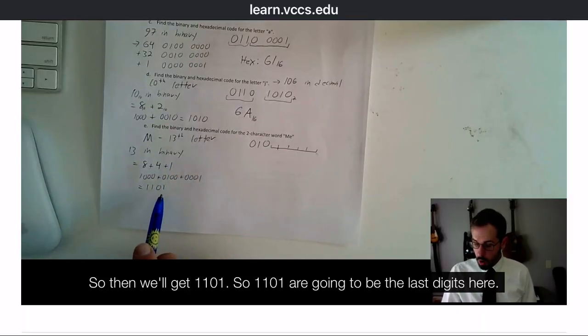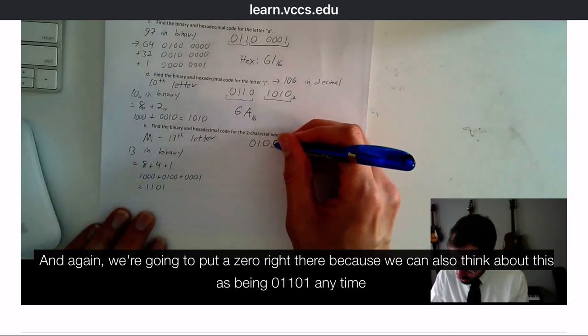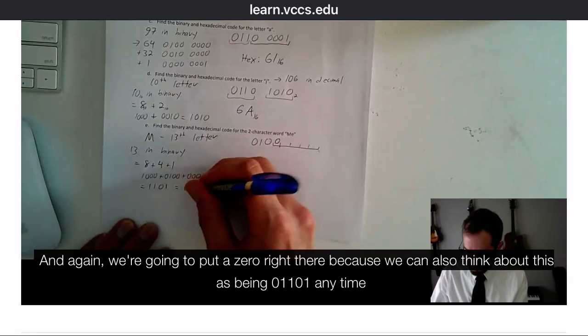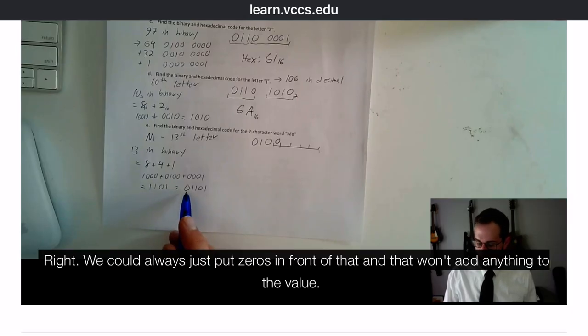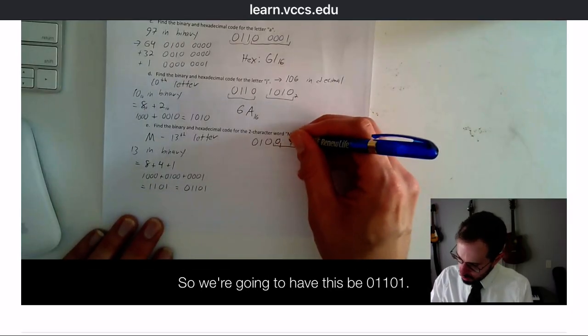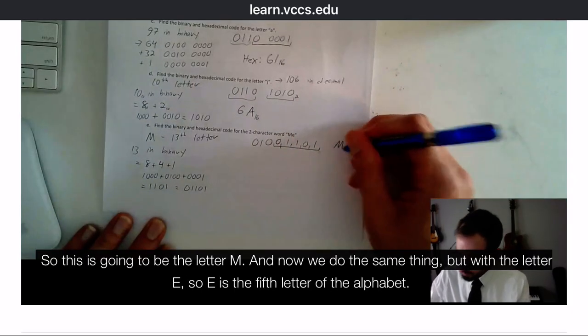So 1, 1, 0, 1 are going to be the last digits here, and again, we're going to put a 0 right there because we could also think about this as being 0, 1, 1, 0, 1. Anytime we're trying to store some number, and we don't actually need to use all the other spaces there, we could always just put zeros in front of that, and that won't add anything to the value. So we're going to have this be 0, 1, 1, 0, 1. So this is going to be the letter M.